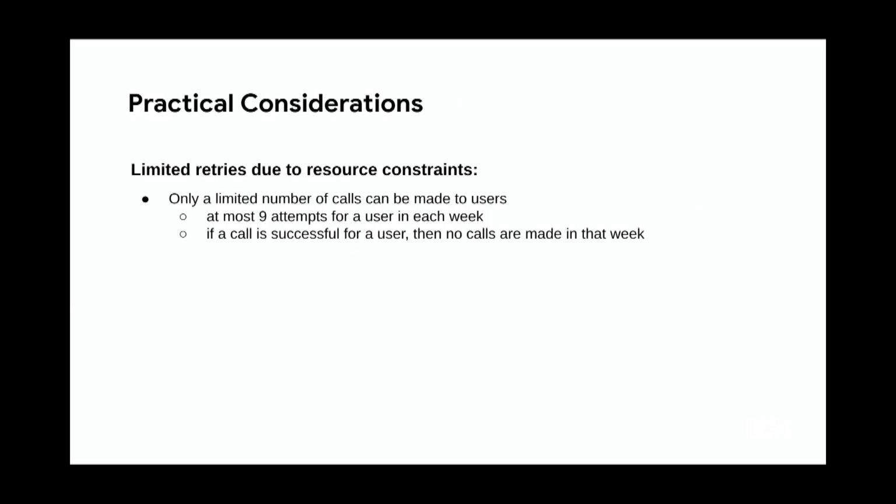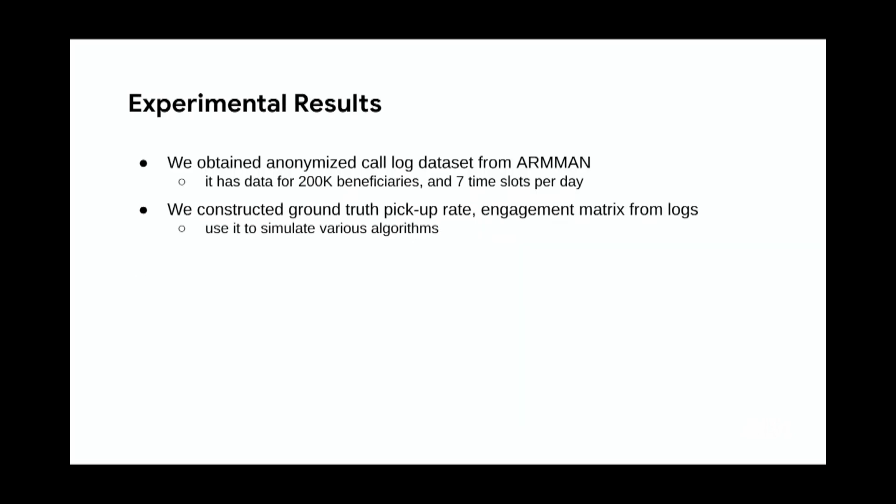There are some practical considerations that need to be made. Since we are working with a real NGO here, they have a lot more constraints which need to be baked into this algorithm. One particular constraint is they can only make 9 attempts for a user in a week. How do you encode these constraints into the bandit algorithm is another challenging aspect. Again, we use some heuristics to get there, which are probably not that important. But let me jump into the experimental results.